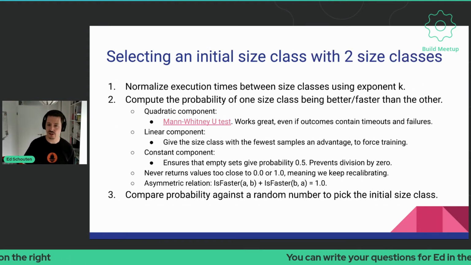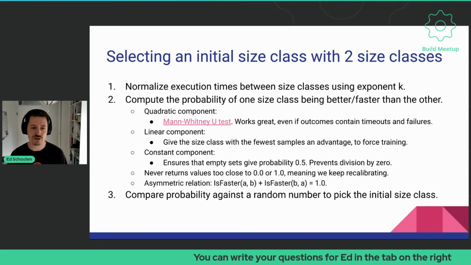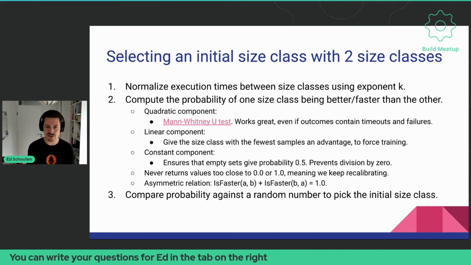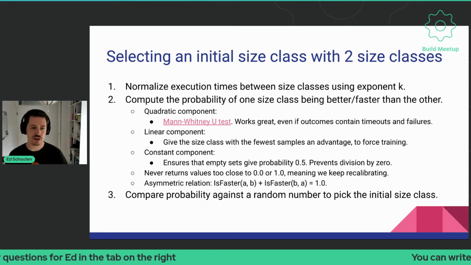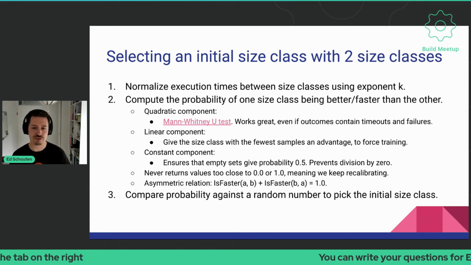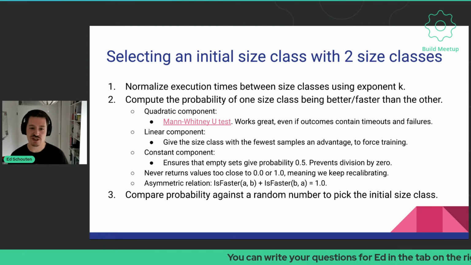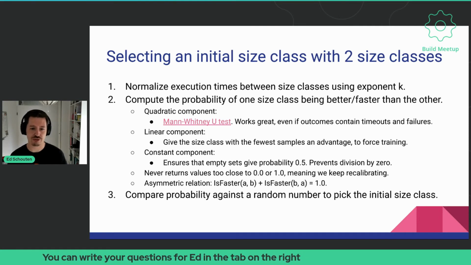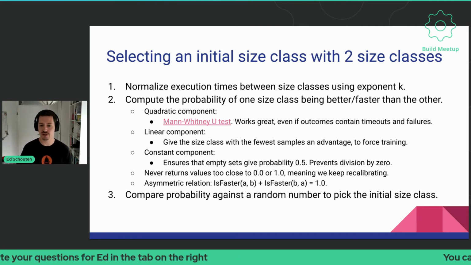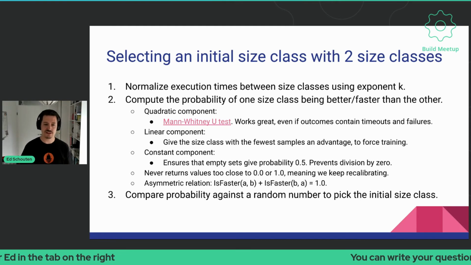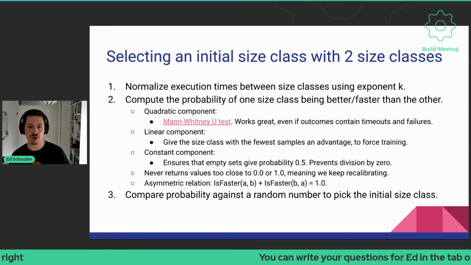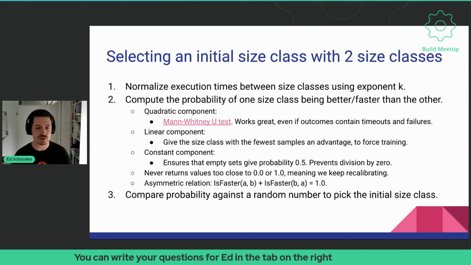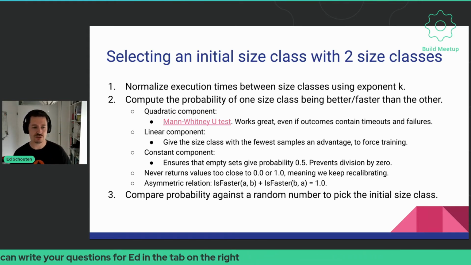So instead of using Student's t-test and that kind of stuff, we're making use of something called the Mann-Whitney U test, which is a statistical test that you can apply even in the case where you don't deal with real numbers as sample values. It also has the advantage that it works with distributions that are not normal. So that's pretty good. If you have a lot of sample values, we basically just perform the Mann-Whitney U test.